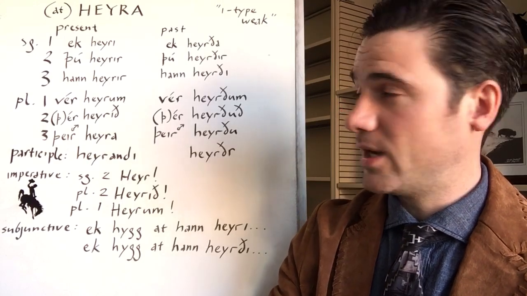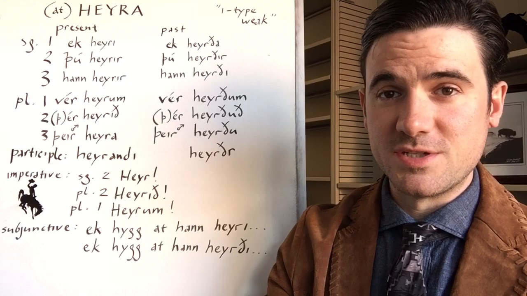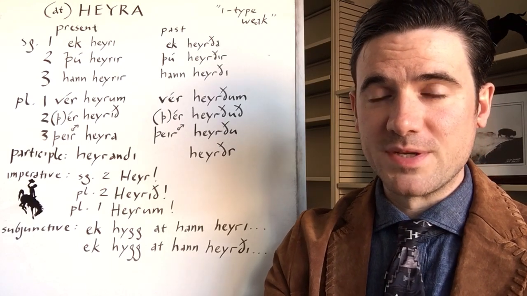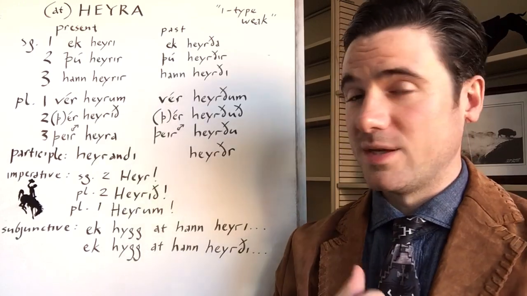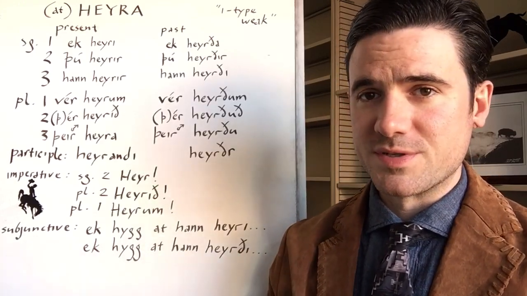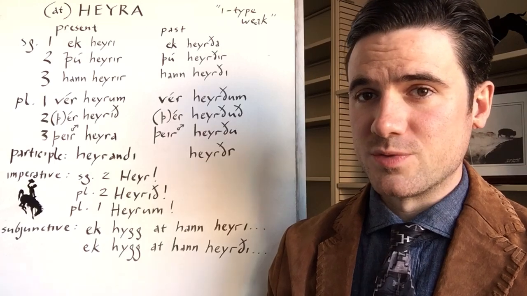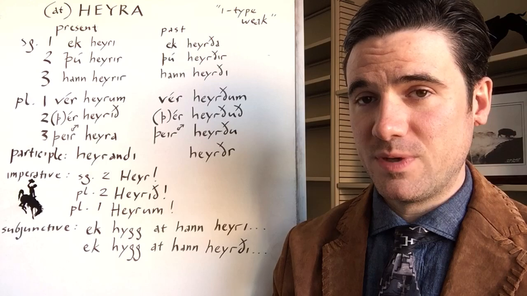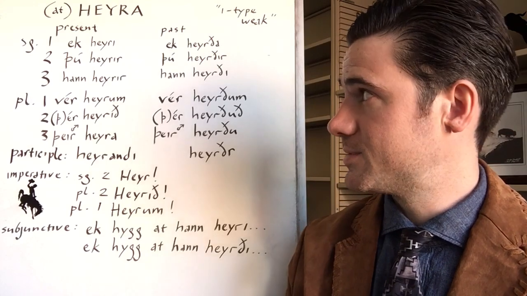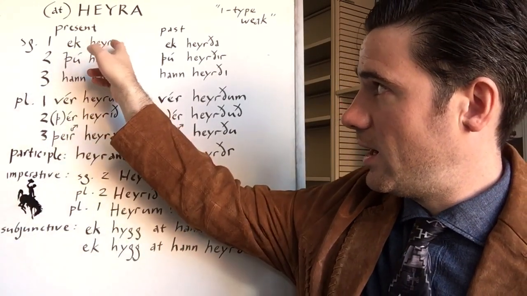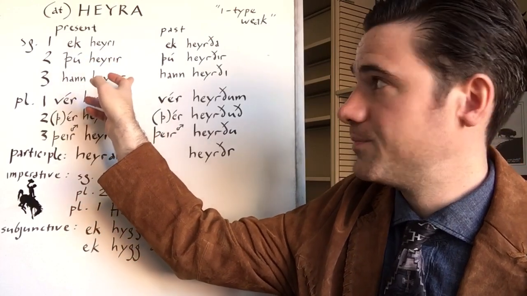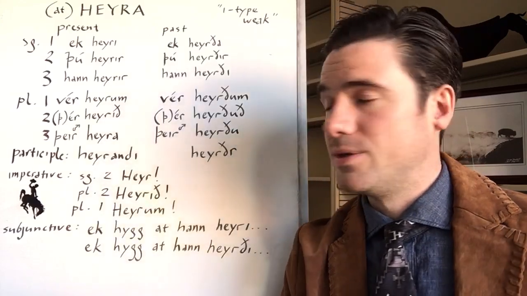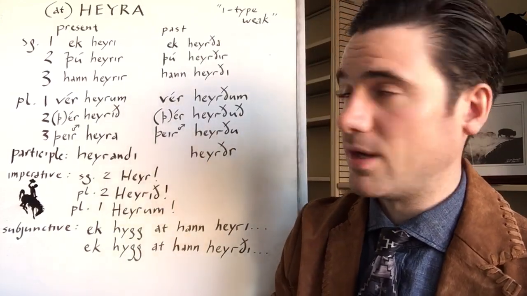This is the type of verb that I typically teach first in an Old Norse class because there are many useful basic verbs that follow this pattern. And the pattern is fairly easy to remember as far as these things go and doesn't have too many unusual exceptions. I usually use the term I-type weak verb when I'm teaching Old Norse from a synchronic perspective because of the I that appears in the present singular, right? So ek høyrir, þú høyrir, han høyrir.